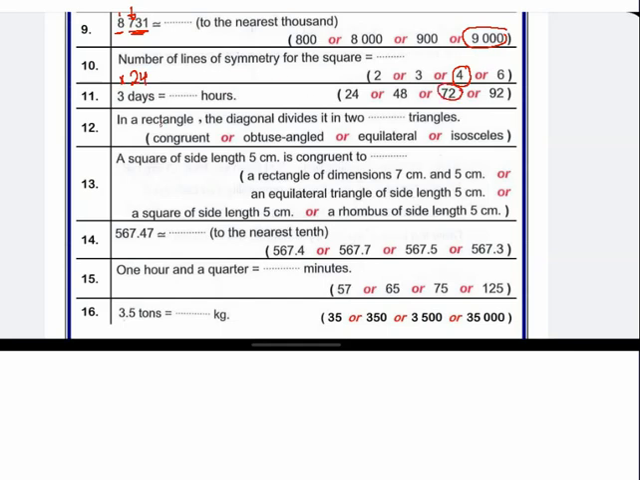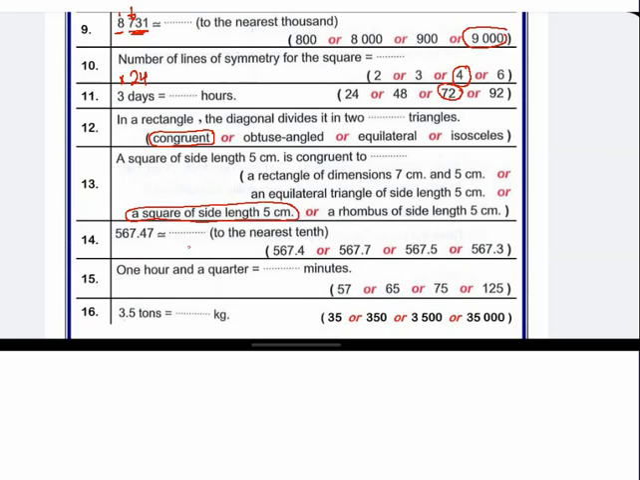72. In a rectangle, the diagonal divides it into 2 congruent triangles. A square of side length 5 is congruent to a square of side length 5 centimeters. It shows the same sentence.